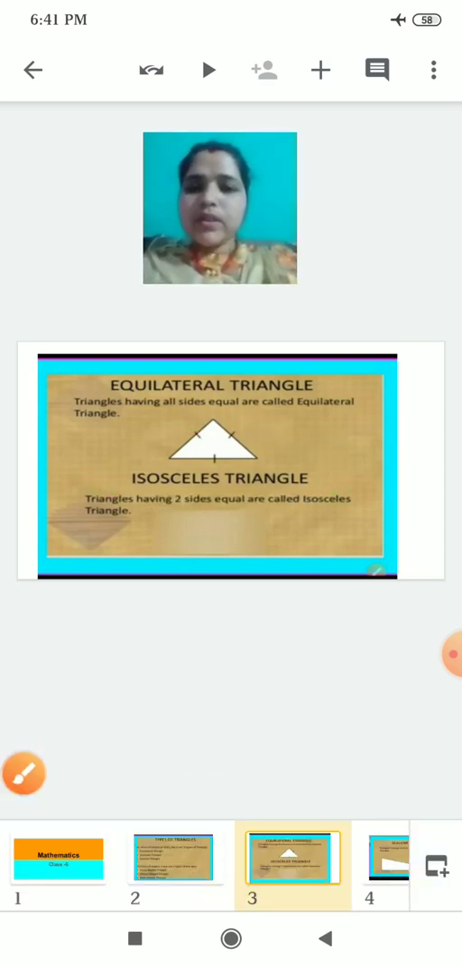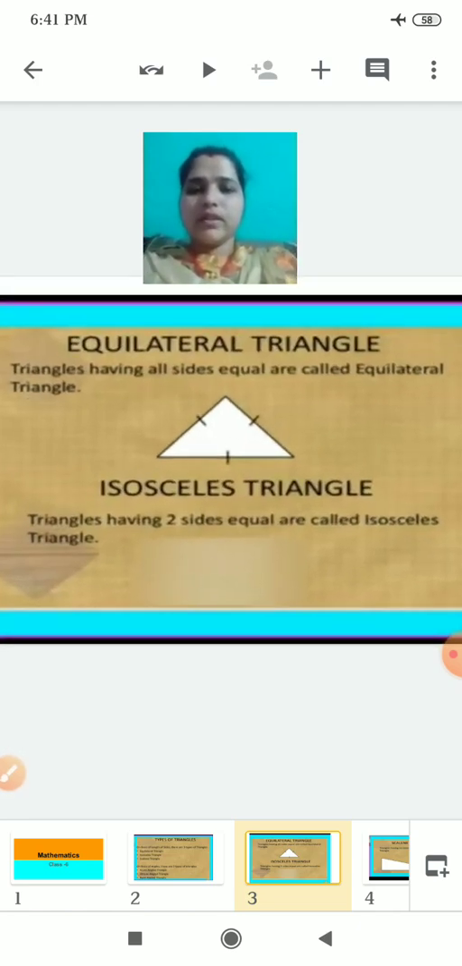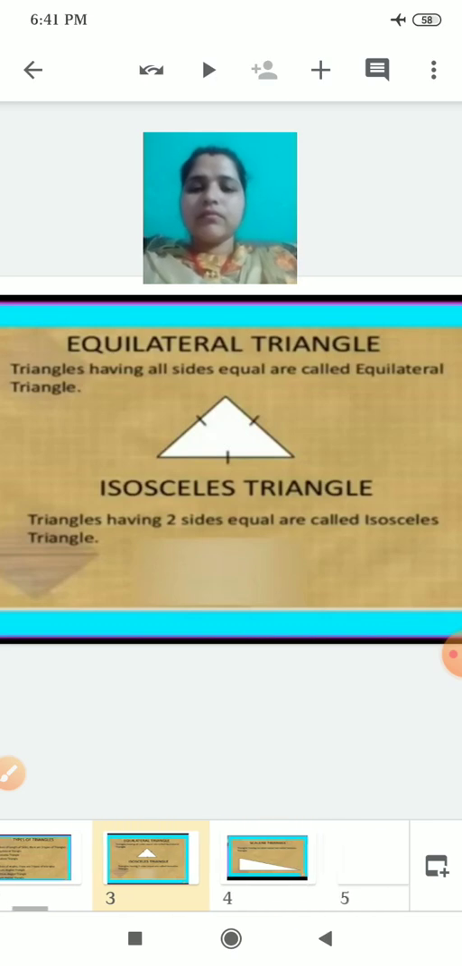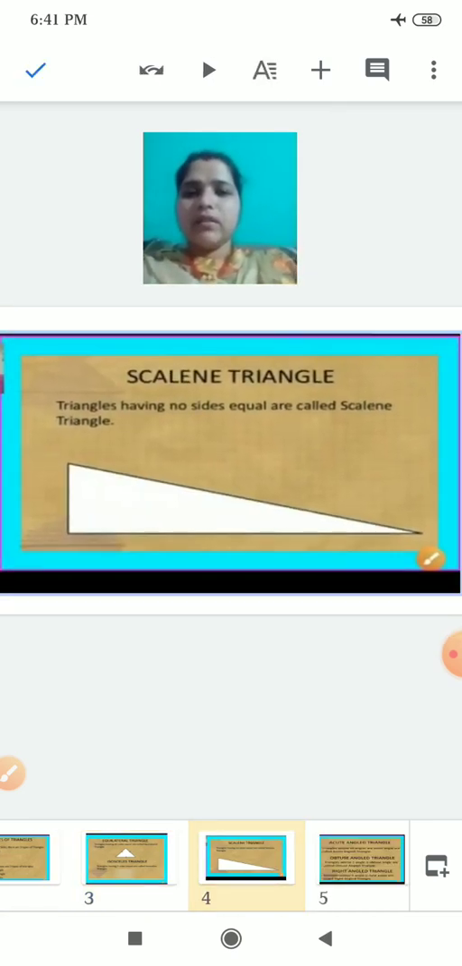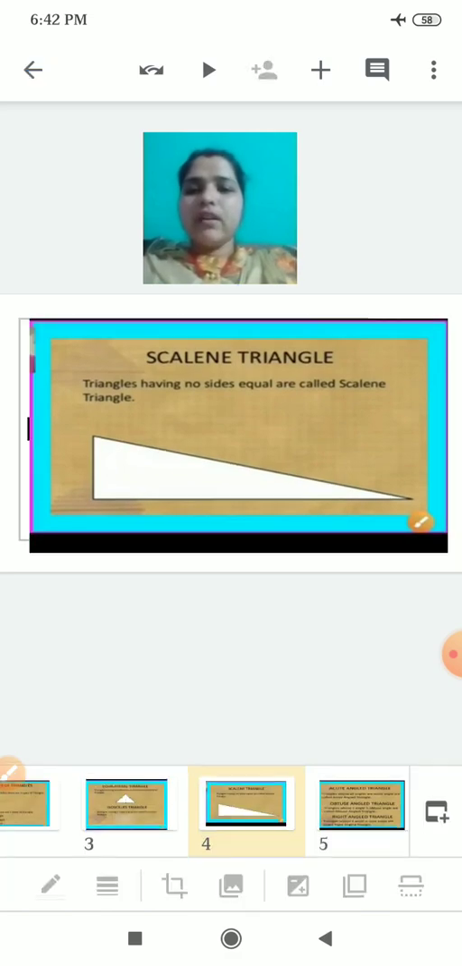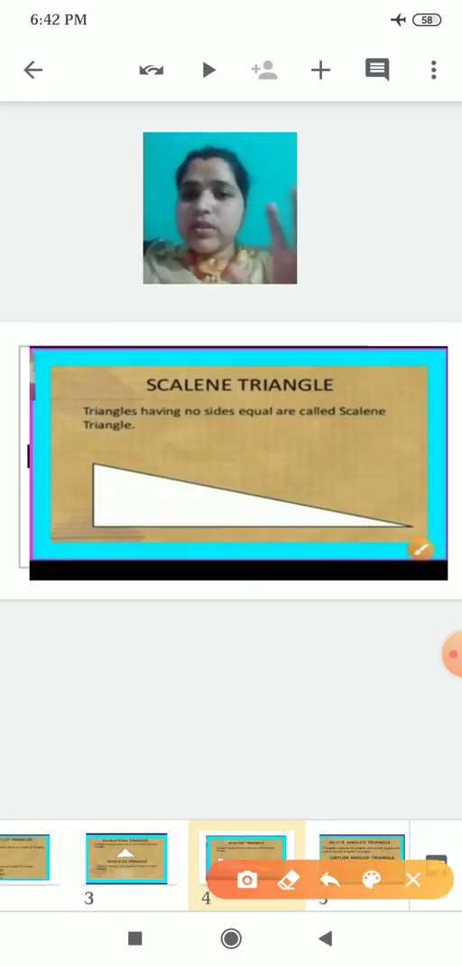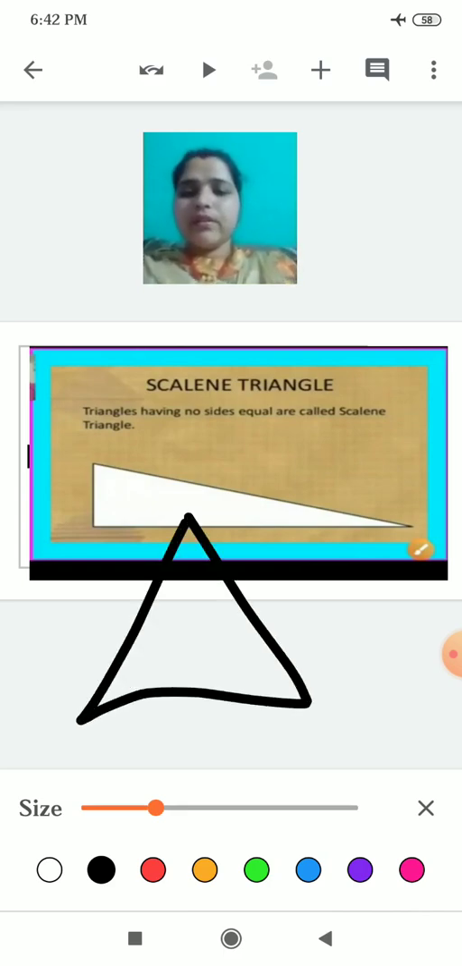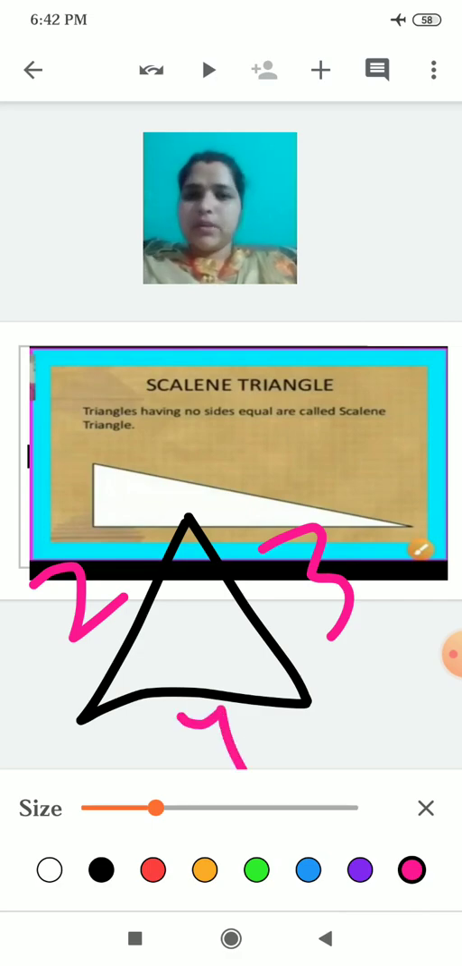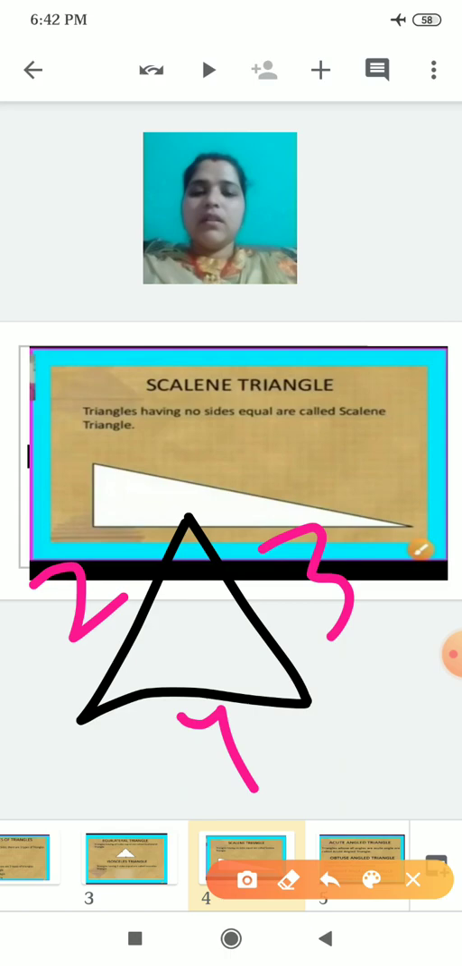A triangle having two sides equal is called an isosceles triangle. Okay, you can see here. Next we have the scalene triangle. A scalene triangle is a triangle whose no sides are equal. It means every side is different. This is 2 centimeter, this is 3 centimeter, this is 4 centimeter. No sides are equal. That is known as the scalene triangle.